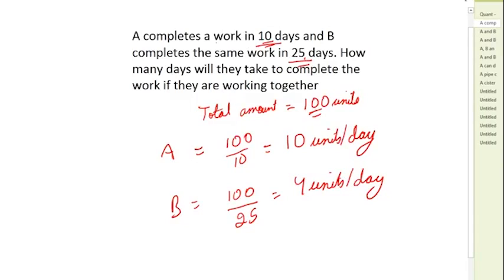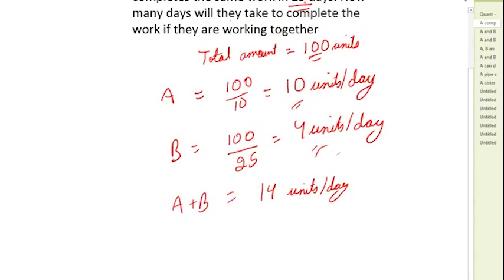If A does the work in 10 days, A completes 100 units of the work in 10 days, so in 1 day, A does 10 units. And if B completes the work in 25 days, in 1 day, B completes 4 units of work. When A and B both work together, how many units will they complete? These things can add. A does 10 units, B does 4 units, so A and B together do 14 units per day. To complete the job, 100 units need to be done. When they work together, they'll do 14 units every day, so to do 100 units, they'll take 100 by 14, or 50 by 7 days.